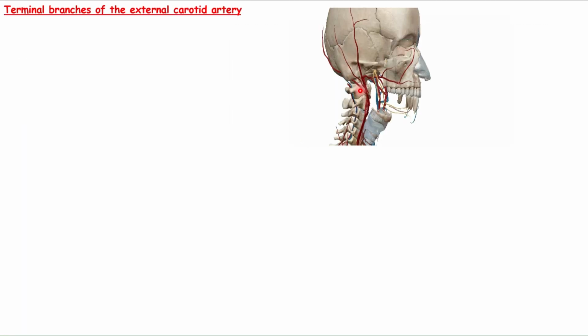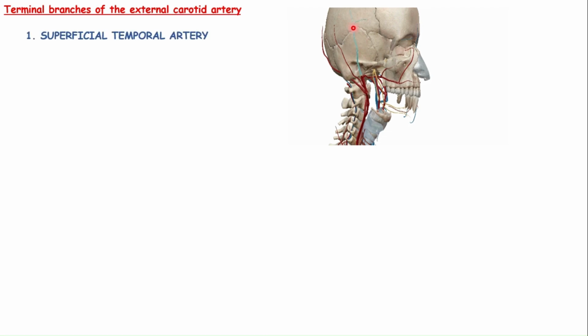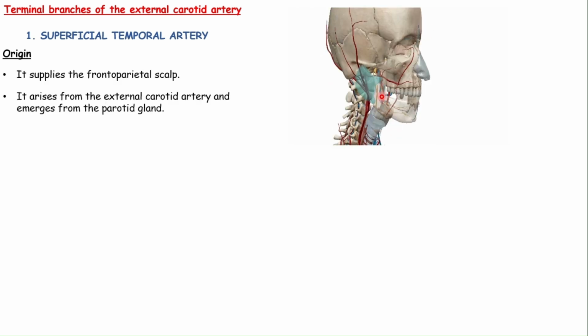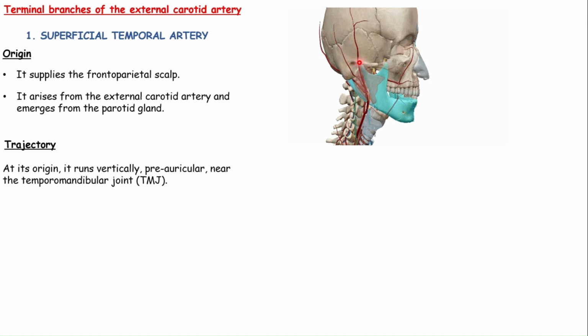Let's move now to the terminal branches of the external carotid arteries. The superficial temporal artery supplies the frontoparietal scalp. It arises from the external carotid artery and emerges from the parotid gland. At its origin, it runs vertically, preauricular, near the temporomandibular joint. It ends in two branches, one frontal and the other parietal.